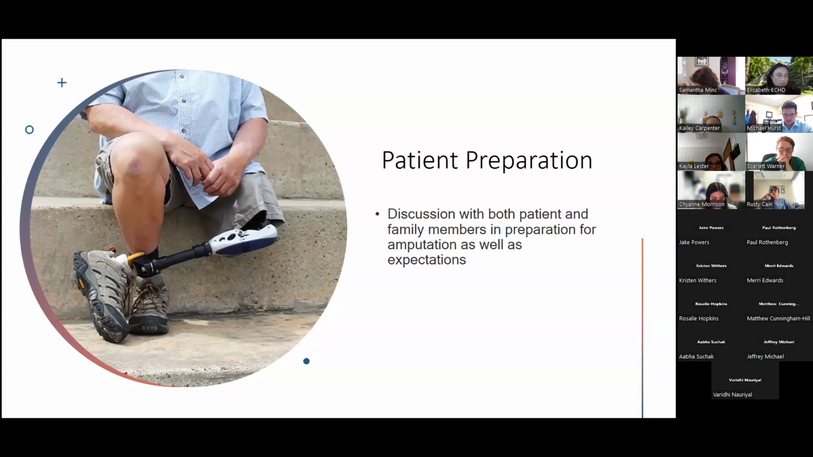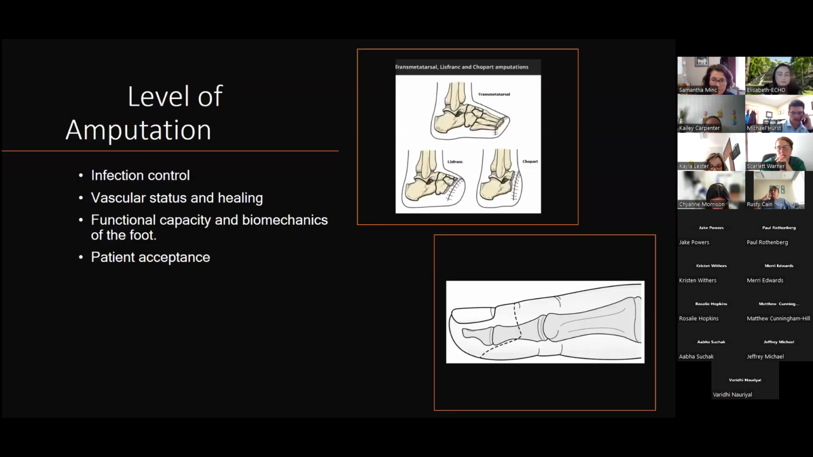So, again, patient preparation, discussion with the family members, discussion with the patient about what to expect, how they're going to end up long term, and what our goals are, I think is a good discussion and thing to talk to them about prior to. Like I said, obviously this depends on the situation of the amputation and how it got there, but regardless, it's a good discussion to have.